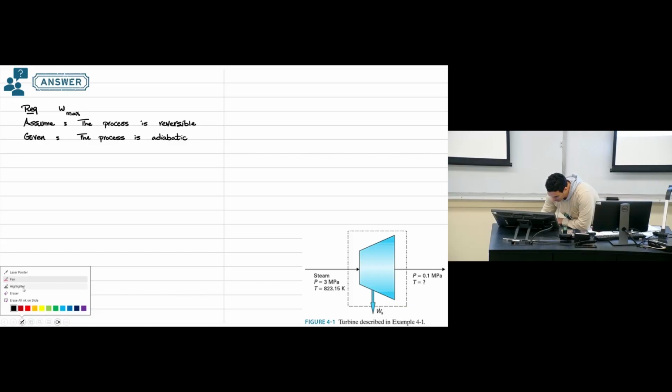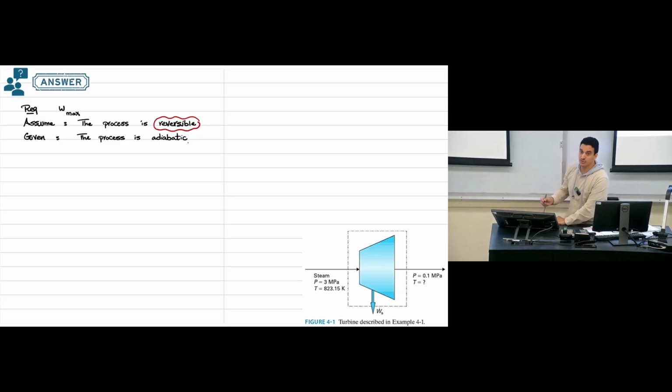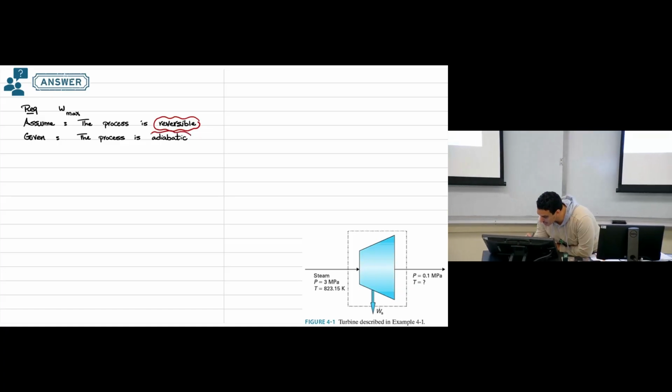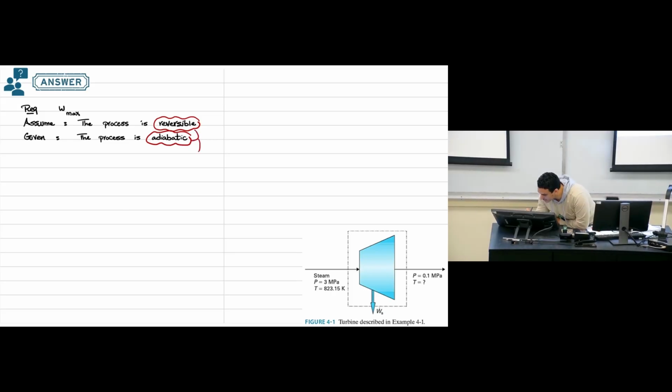So now you have your process is reversible. This is your assumption, because I need to calculate the maximum work. And originally the process is adiabatic. So reversible adiabatic is equivalent to isentropic. And this means that the entropy for the inlet and outlet will be the same, because the generated entropy will be 0.